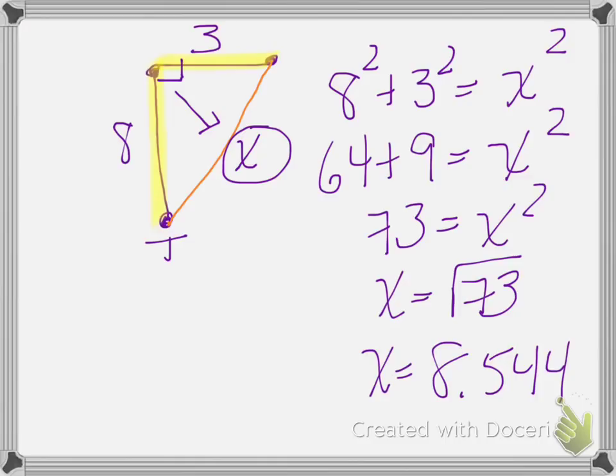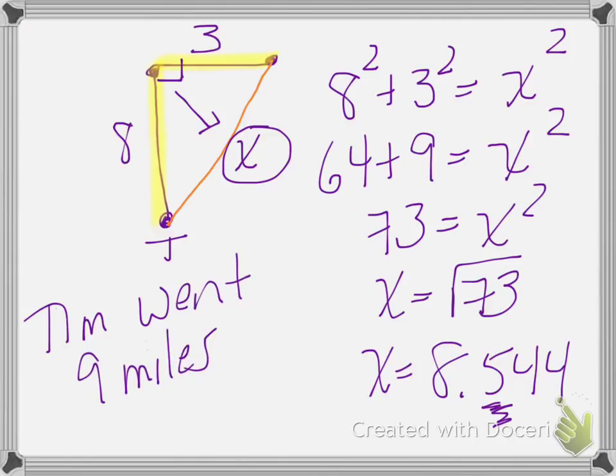And if you were asked how many miles did he travel, that means a whole number. We're going to round it, and since, remember I said if it's 5 or higher, it goes to the next number, we would say Tim traveled 9 miles. Okay, and that would be the answer.